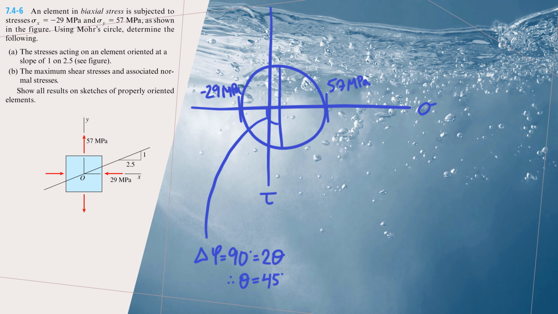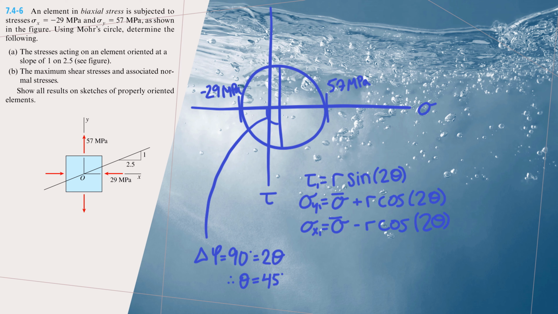And this is just an easy cut and dry 45 simply because our original element is at the horizontal. Otherwise, you can't just look at that and see it. You would have to maybe do a little trig or something.